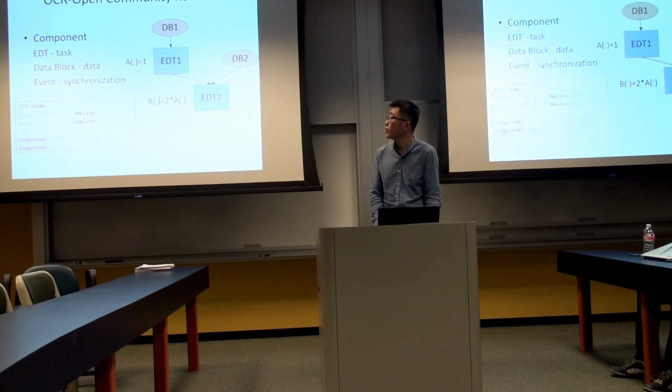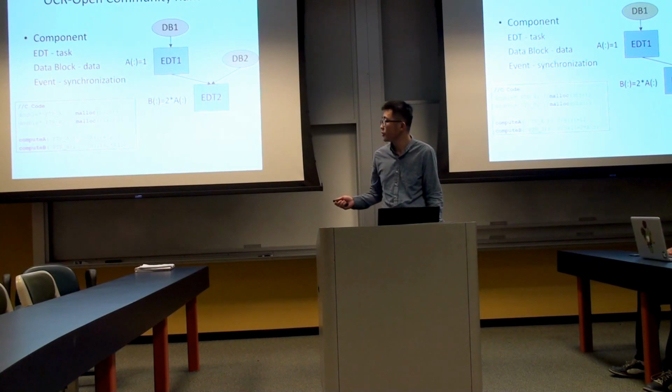My work is on OCR, which is called Open Community Runtime. It's also a type of task parallel library. It has 3 components: EDTs, data blocks, and events. EDTs are for tasks, data blocks are for data, and events are for synchronization. This is a simple C code that will access two arrays and assign values to them. And this is the task graph for this program. We see that there are two tasks, two data blocks, and an order constraint between them.